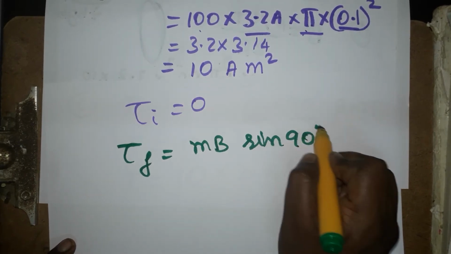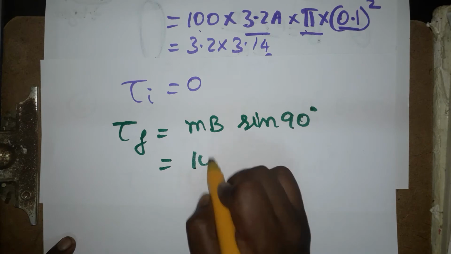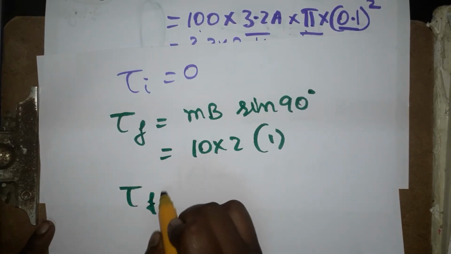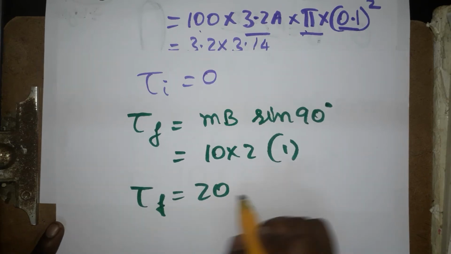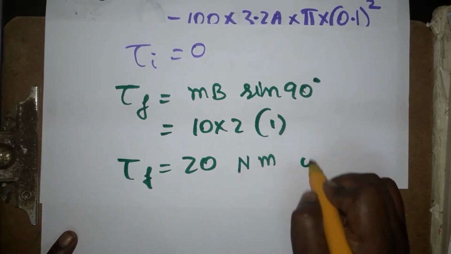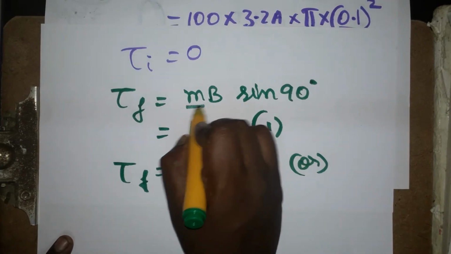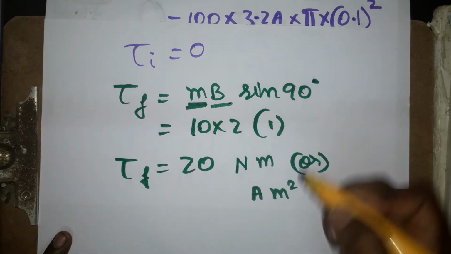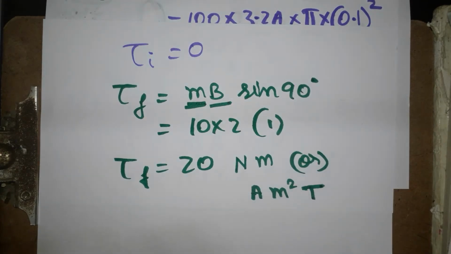So we are rotating from 0 to 90 degree. M is 10, b is 2. Sin 90 is going to be 1. So torque final will be 20. Torque we can take as force into displacement, which is Newton meter, or magnetic dipole moment is ampere meter square and magnetic field is Tesla. Like this also you can give the unit. Unit is compulsory. Definitely you should give the unit.